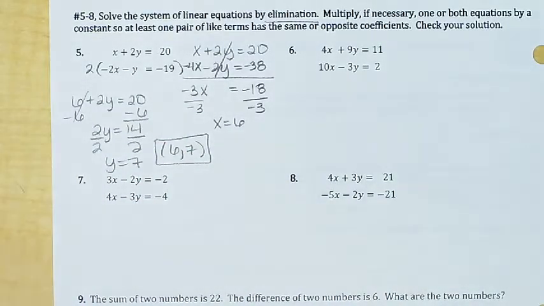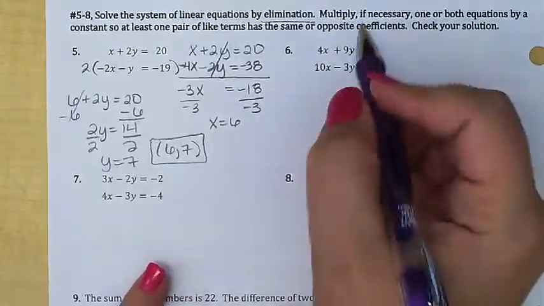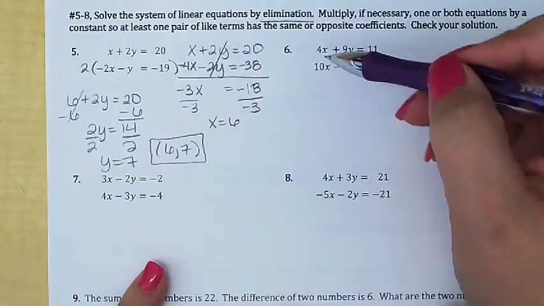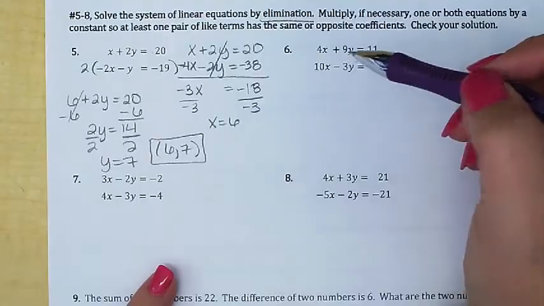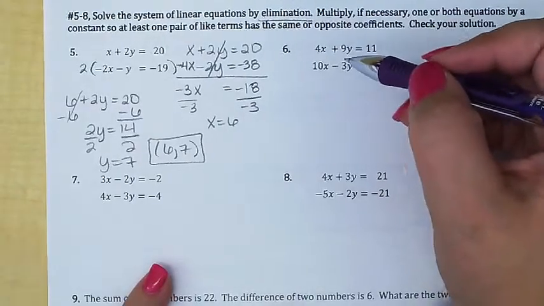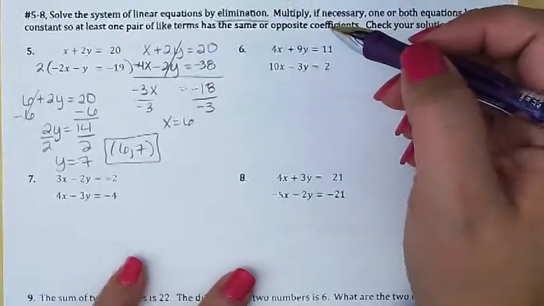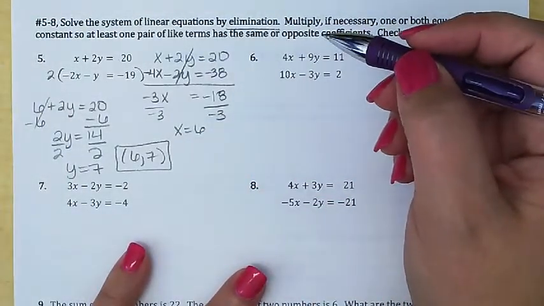Okay, take a look at number 6. On number 6, again, check that your like terms are vertically aligned. See if you already have opposites. I don't. See if you at least have opposite signs, perhaps, and I do. Maybe the y's are a better choice. Really, you could do either one, but I always like to figure out who's going to be the easiest.